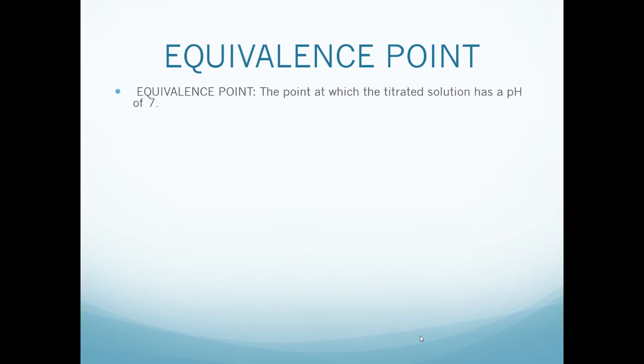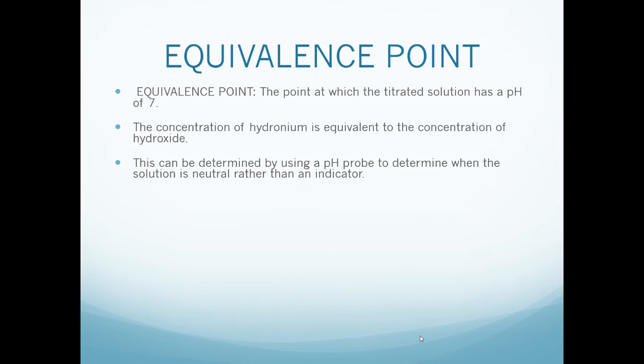The equivalence point, again, is the point at which the pH is 7. It's the equivalence, meaning that you have the same amount of H and OH. The concentration of hydronium is equal to the concentration of hydroxide. So again, this is determined by a pH probe or pH indicator of some sort that could read it at 7.